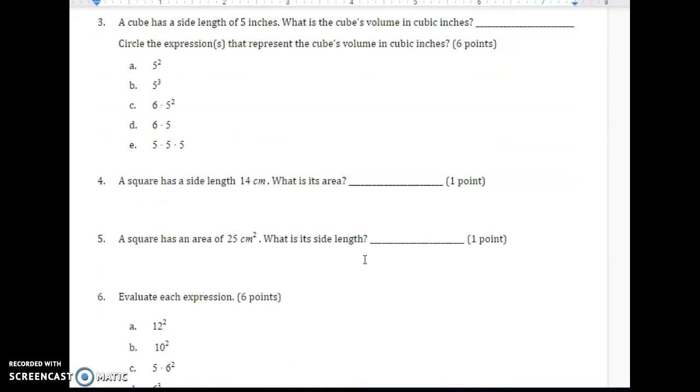Question 3. A cube has a side length of 5 inches. What is the cube's volume in cubic inches? Circle the expressions that represent the cube's volume in cubic inches.